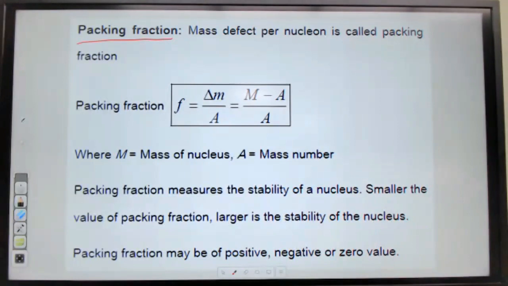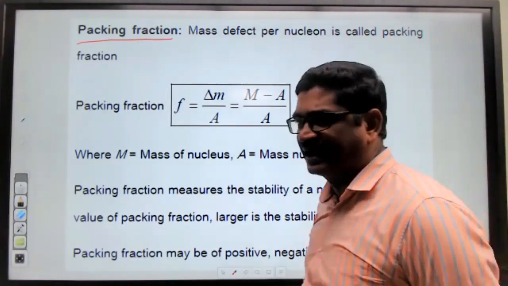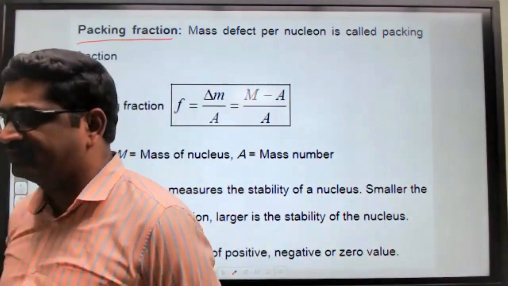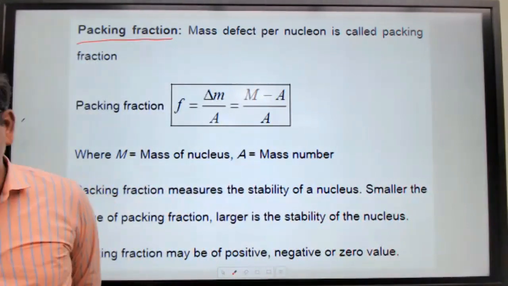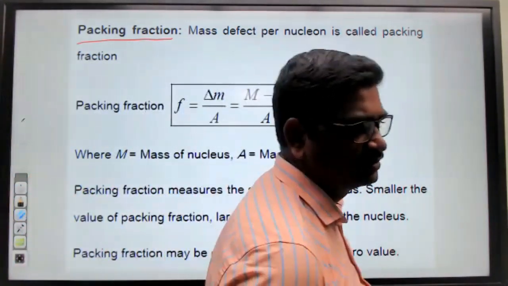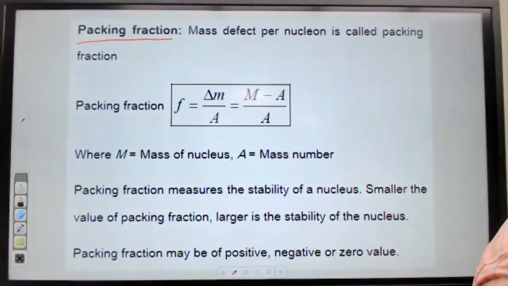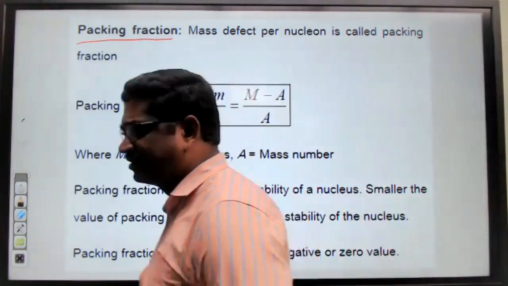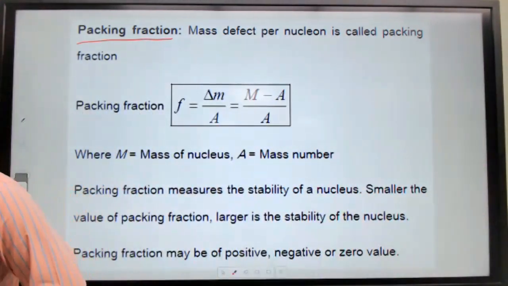Now, what is the physical significance of packing fraction? Based on the packing fraction value, we can conclude about the stability of the nuclei. So stable ga undalante packing fraction ela undali? Takku undali, ekku undali?